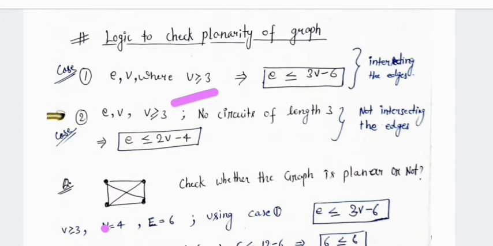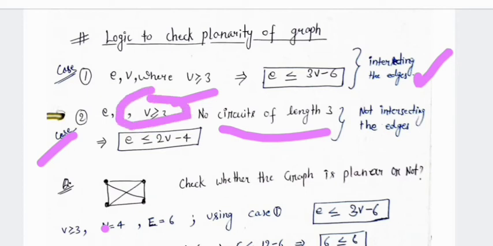This case is applied when we find intersecting edges. The second case is defined where there is no circuit of length 3, and it also satisfies the condition where vertices v is greater than or equal to 3. Here e is also less than or equal to 2v minus 4, when the edges are not intersecting.